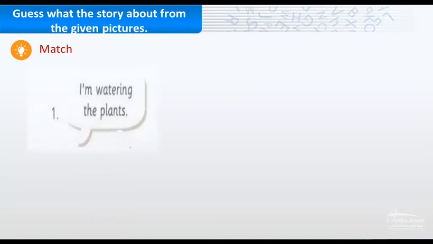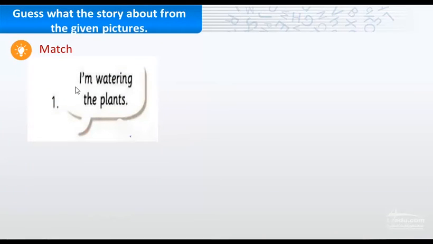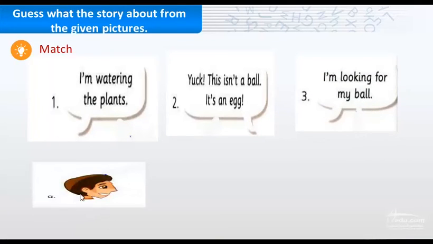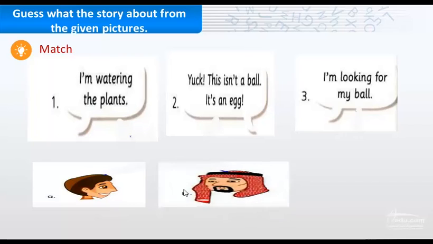Match. Number one, I am watering the plants. Number two, this isn't a ball, it's an egg. Number three, I'm looking for my ball. Picture A, Abdullah. Picture B, Mr. Amir. Picture C, Hassan. Let's go to number one.